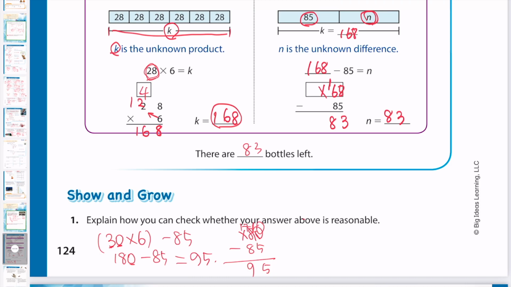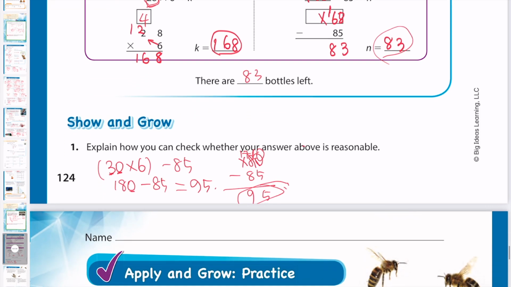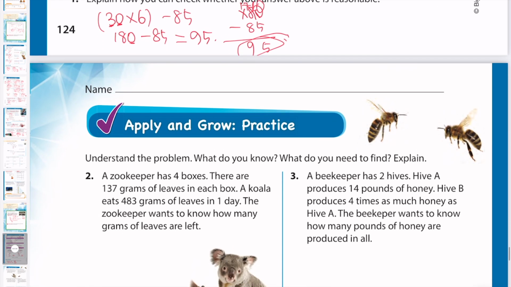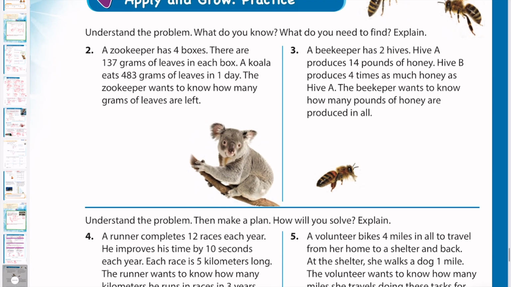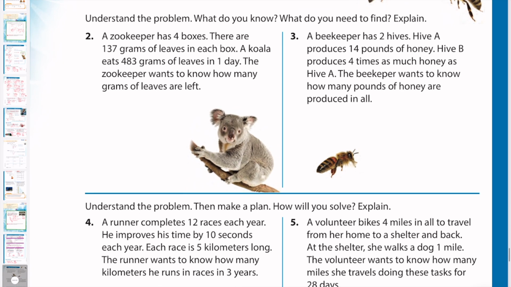All right, now this 95 and 83, they are similar since they have 2 digits. So your answer will be reasonable. You can say that. All right, number 2.